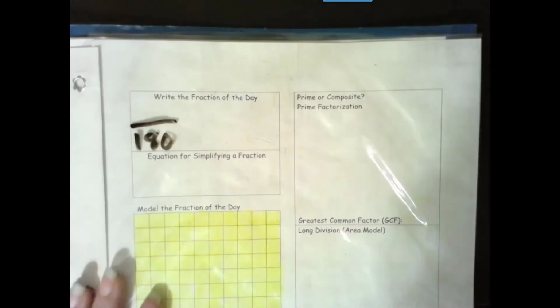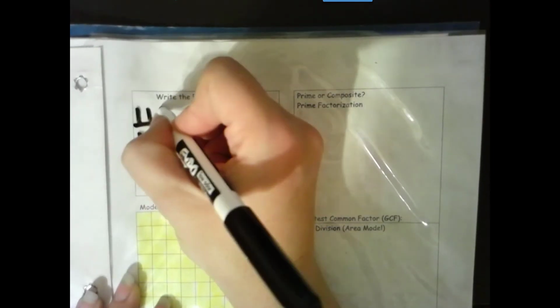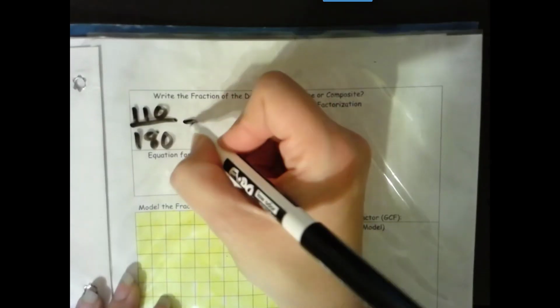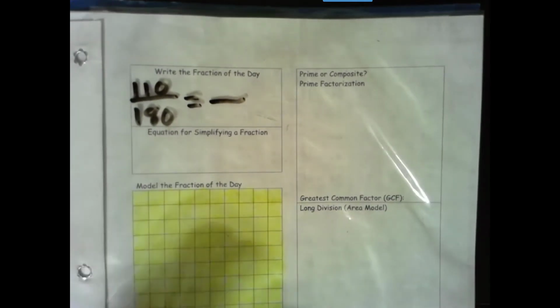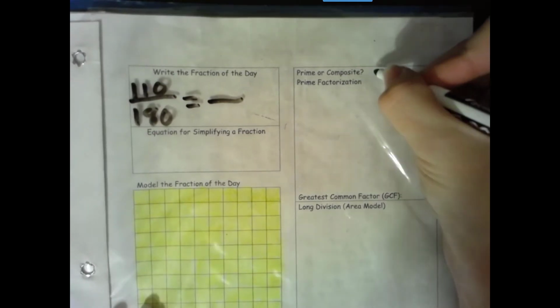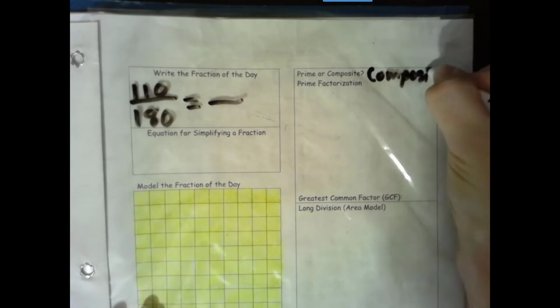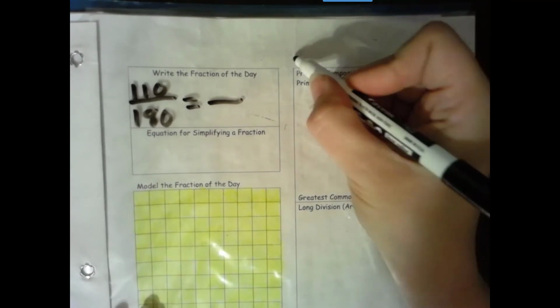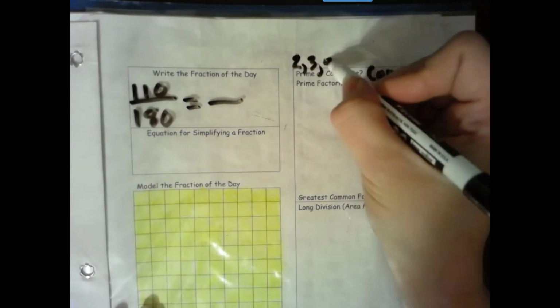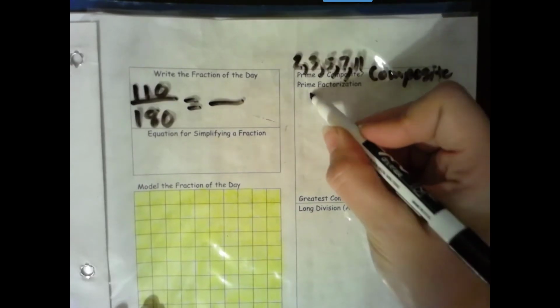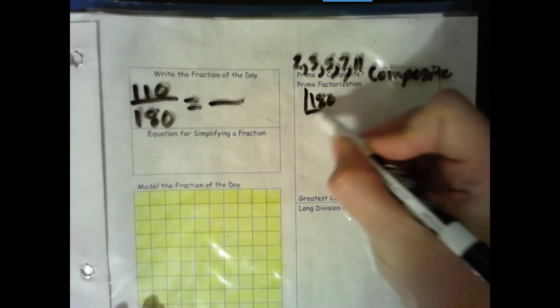Let's get our beginning fraction down. We have a total of 180 school days, and we are on day 110. First, we have to think, is that numerator prime or composite? It is an even number, so it is composite, because the only even number that's prime is the number 2. Our first five primes: 2, 3, 5, 7, 11. That's what we're going to mainly use to help us with our prime factorization.